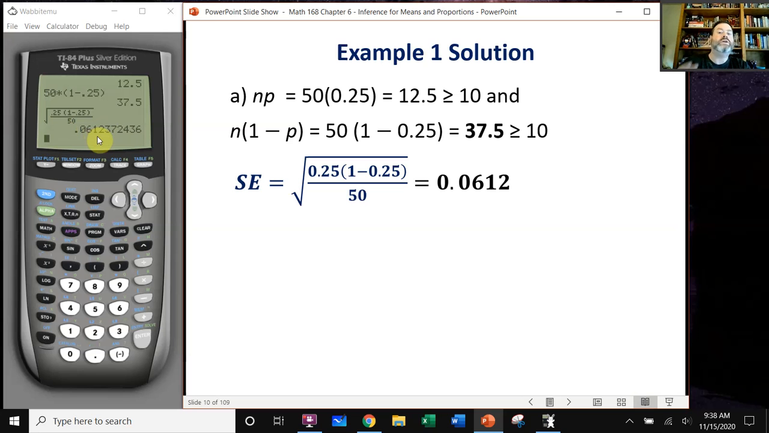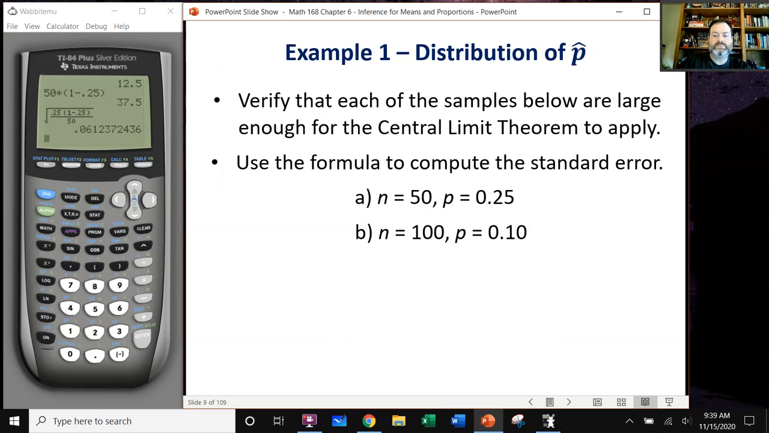So if you had to use this to figure something out, the distribution of all of the sample statistics of size 50 from a population where P is 0.25 is centered at 0.25 with this number representing the variability, right? So if you had to do a 95% rule or something like that. All right, let's look at the second one.